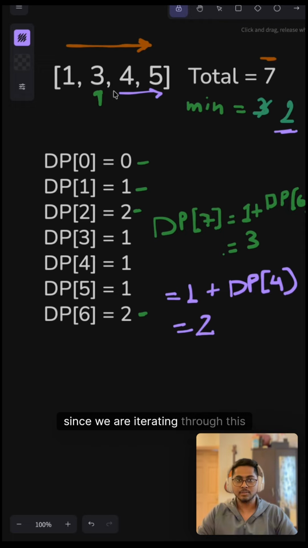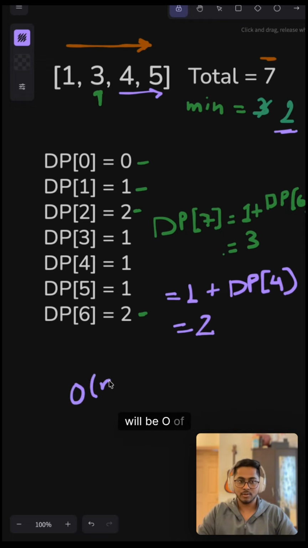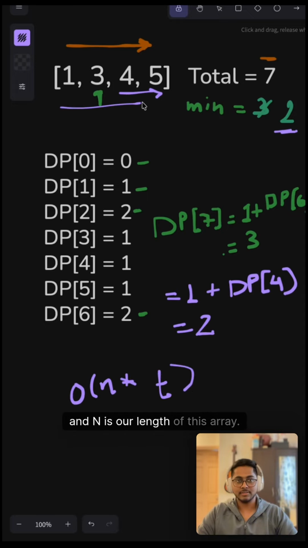Since we are iterating through this array and the total, the time complexity for this approach will be O of n into t, where t is our total amount and n is the length of this array. Let's look at the code on how we can solve this.